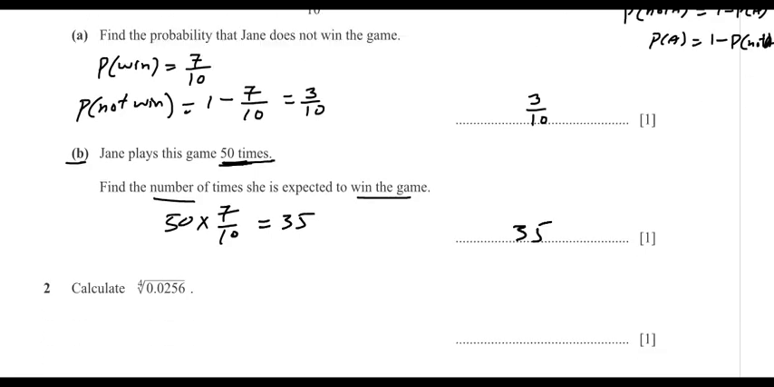Okay, next question number 2. Calculate the fourth root of 0.0256. It is just 1 mark. It means you can show your calculator work. Just use your calculator to calculate this one.